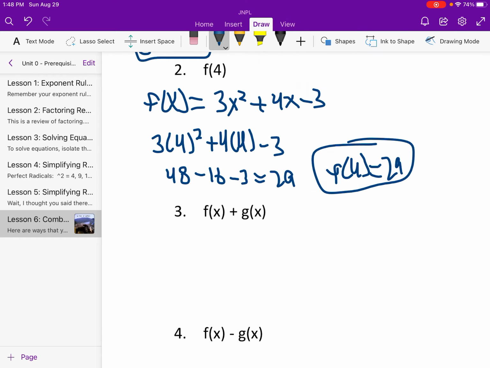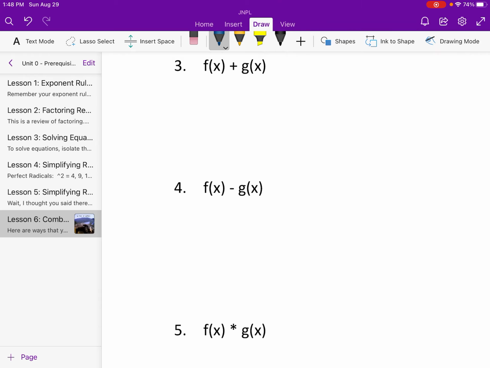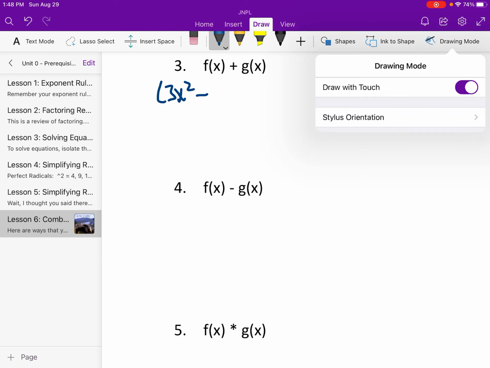Alright, now we're adding both things together for number 3. So we need to do, that was 3x squared. I already forgot what it was. What was it?